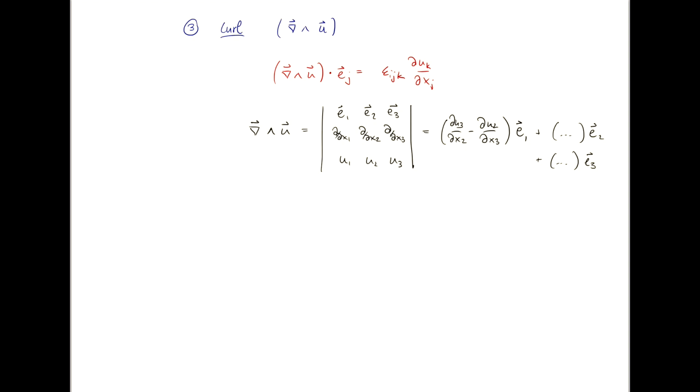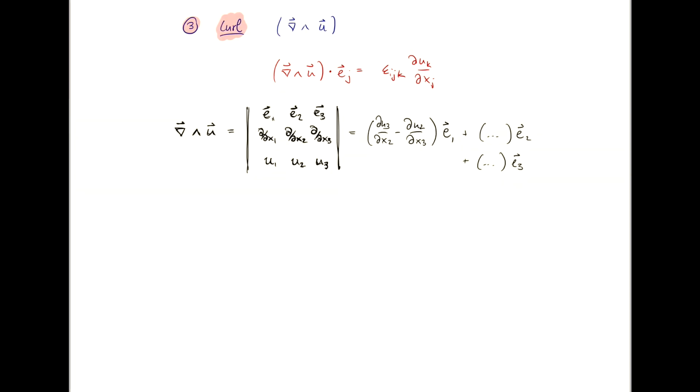So I didn't write out all the components here, but you can fill these in yourselves. So the curl is a measure of how rotational a flow is, and an irrotational flow is defined to have zero curl. So grad cross u is 0.